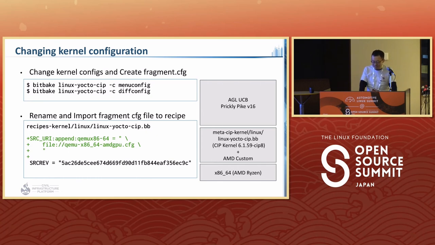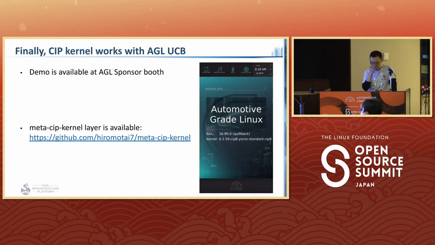To accomplish this, I used the bitbake command to modify the kernel configuration by using the diffconfig option with the bitbake command. A fragment config file is generated. Then I renamed this fragment config file and added it to the CIP kernel layer. So finally, I ran AGL UCB on the CIP kernel successfully.